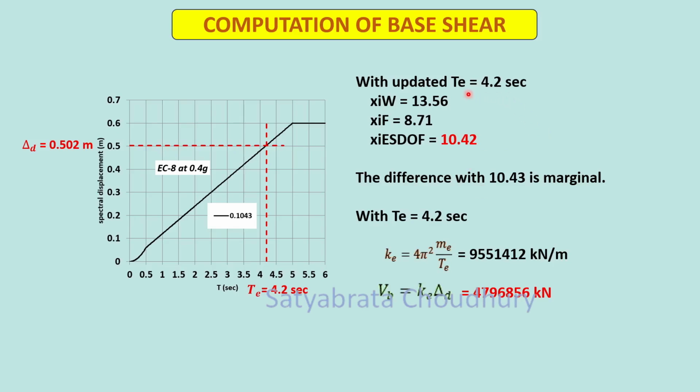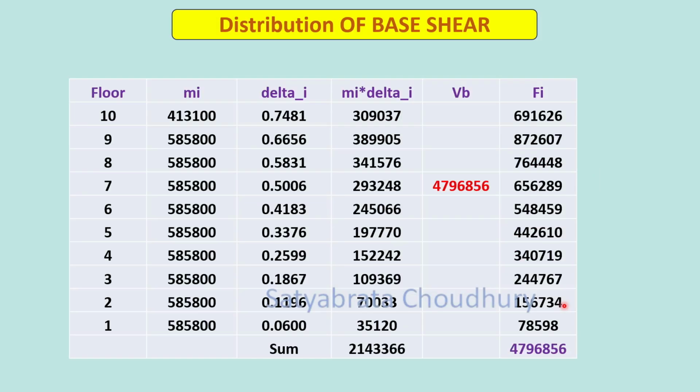We only take the time period as 4.2 seconds. We get K equal to 4 pi square ME by T square. So 9551412 kilonewton per meter. The base shear is K into delta D. So this comes out to be 4796856 kilonewton. So this is the design base shear for our case.